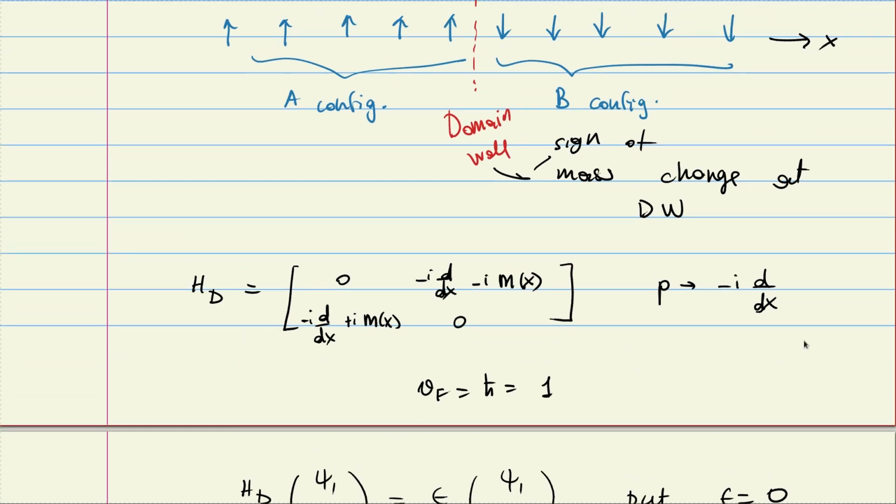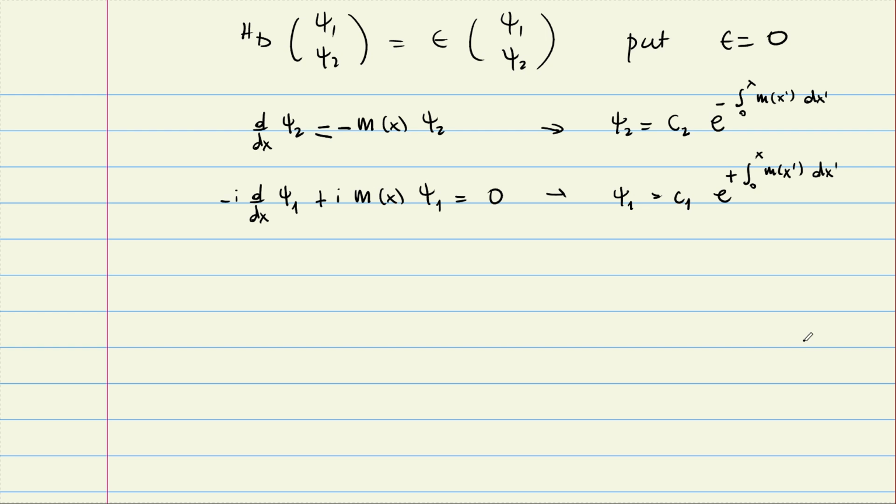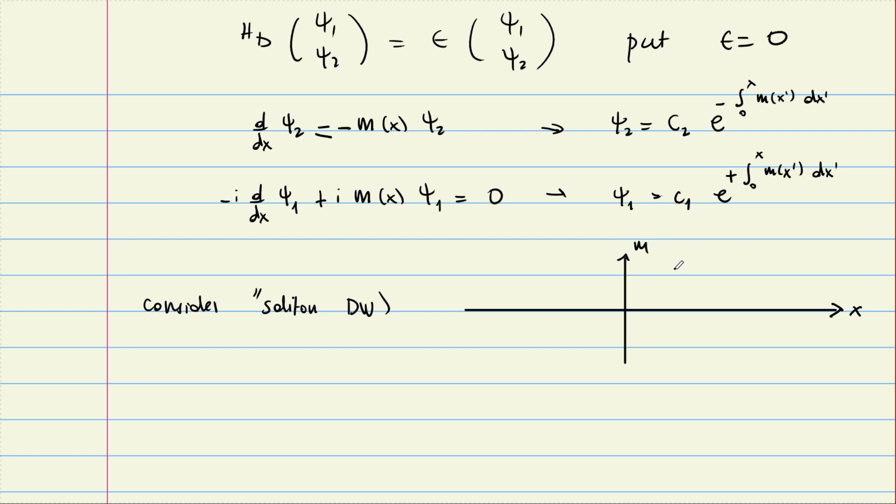And for this problem, I want to consider the following domain wall, the so-called soliton domain wall. What this means is I have this x equal to 0 point, this is x, and this is m. I want to take this side to be positive and continuously crank it down, and this side to be negative. This is some plus m0, this is some minus m0, and you transition from one to another. This one is called a soliton.